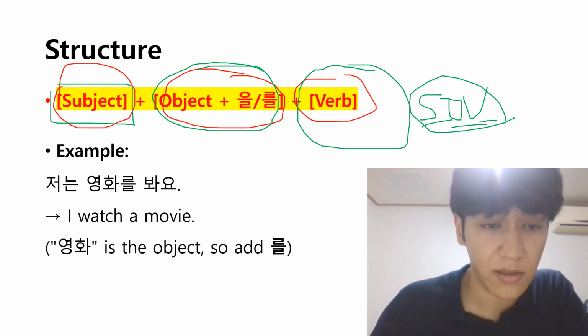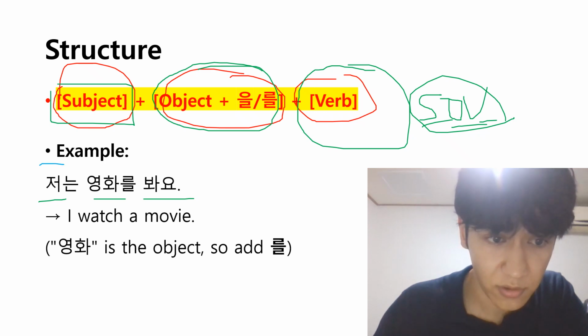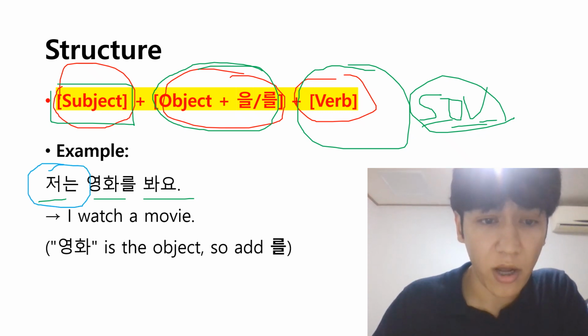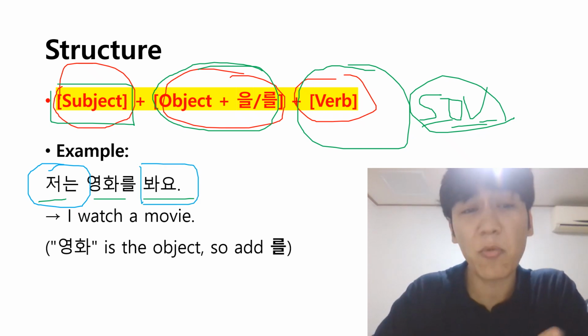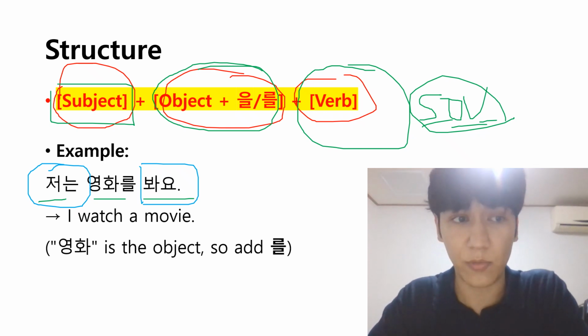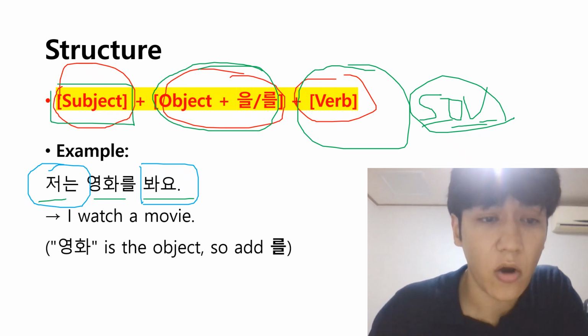So let's look at an example sentence. 저는 영화를 봐요. 저는 is the subject, I, right? So I watch. The verb is at the end of the sentence, as you see. That's more natural. It's not always the case, but that's how Koreans say it. That's how it sounds more natural in speech. So that's why we always say the verb at the end of the sentence. And the object is in the middle.